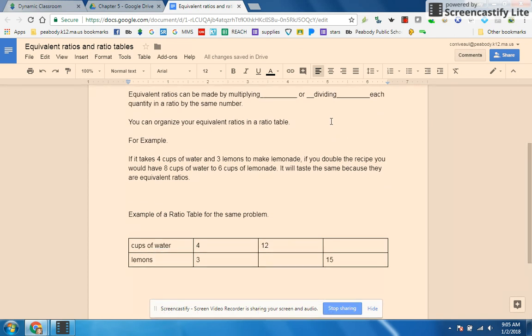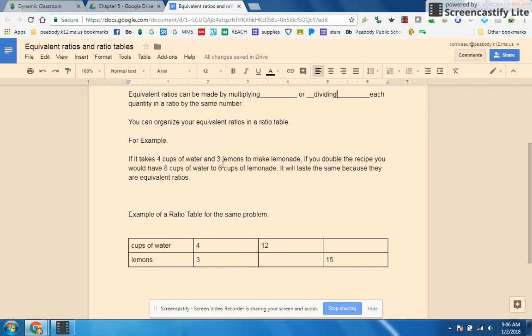So let's take a look at the example on your notes. If it takes 4 cups of water and 3 lemons to make lemonade, if you double the recipe, you would have 8 cups of water to 6 lemons. So you're doubling both parts of the recipe. It will taste the same because they are equivalent ratios.